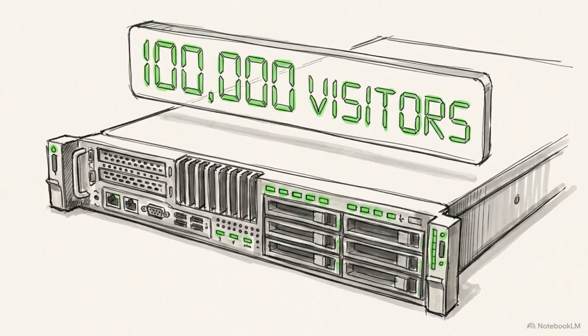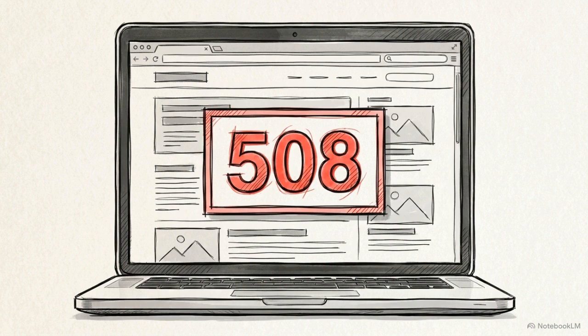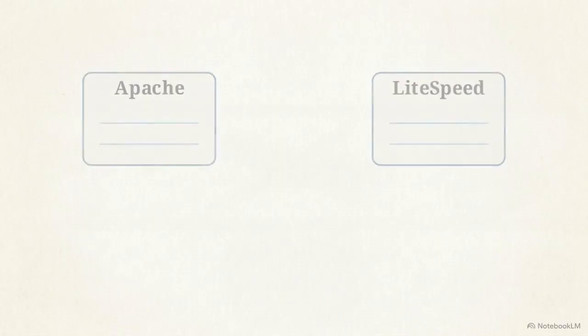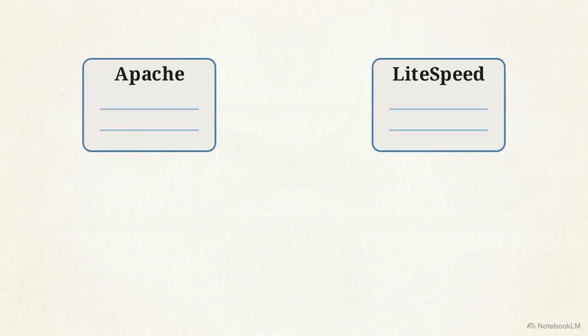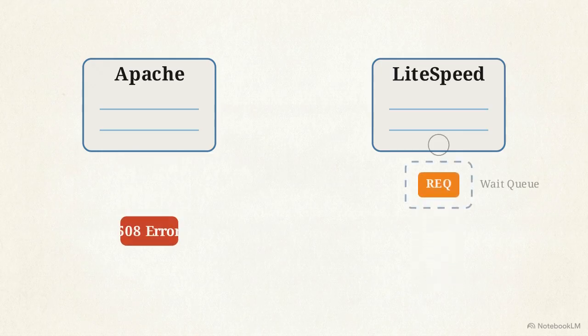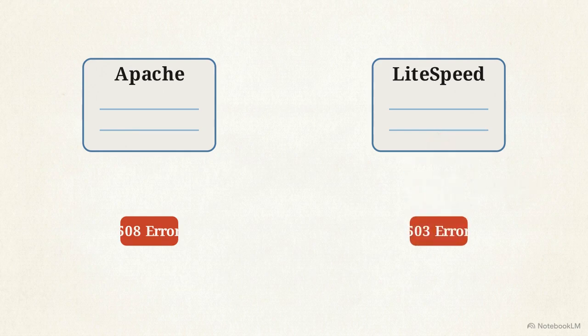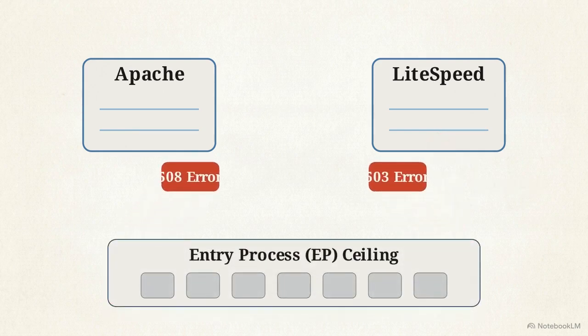Understanding how concurrency works reveals how a site can stay online during a massive spike without requiring a high-tier server. Step 1 is looking at the exact error code your site is displaying, because the number actually changes depending on your server's architecture. Apache servers immediately reject overflow with a 508 error. Modern LiteSpeed servers queue the request, returning a 503 only if it times out. Despite different codes, both point to the exact same bottleneck. Your entry process ceiling is completely full.